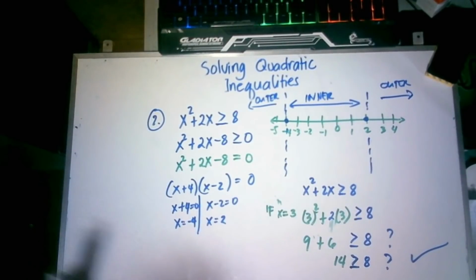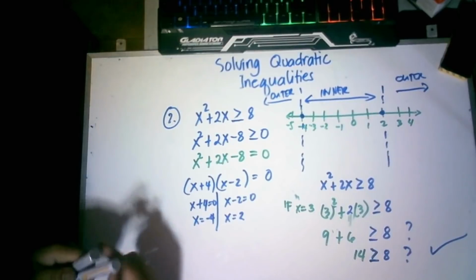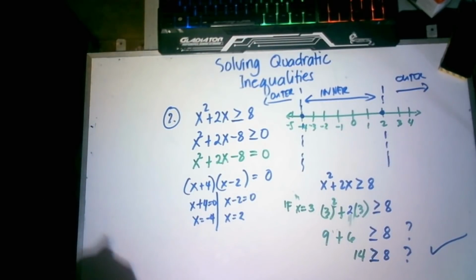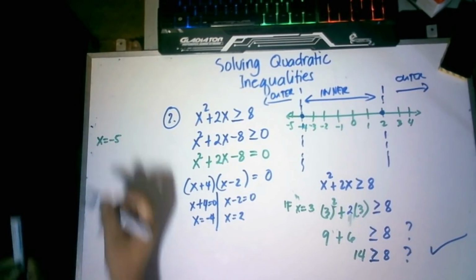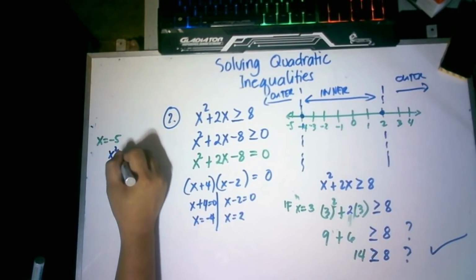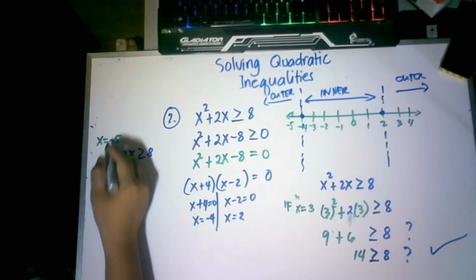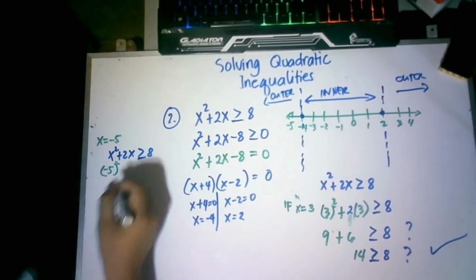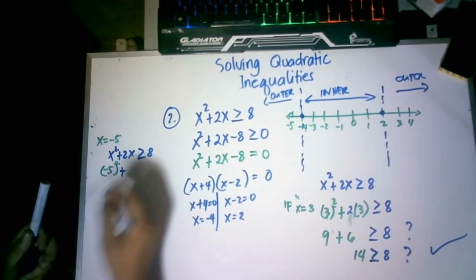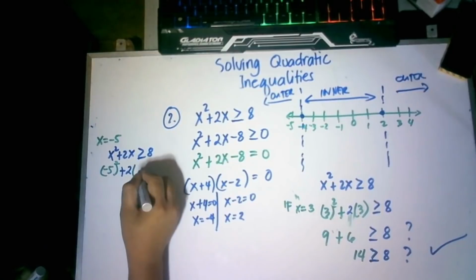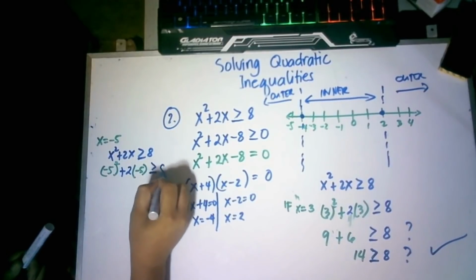We have negative 5. Let us solve it. So x equals negative 5. In the equation x squared plus 2x greater than or equal to 8, it becomes negative 5 squared plus 2 times negative 5 greater than or equal to 8.